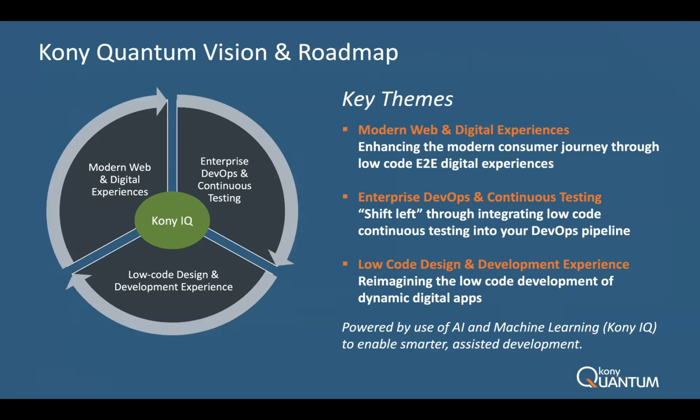I think we've already hit our time for today. So going back, here's a quick summary of all the themes that we have been working on. Again, modern web and digital experiences, enhancing our PWA capabilities, enhancing our performance and security on the web, enterprise DevOps and continuous testing, adding the functional testing capability on Visualizer for doing your local testing, as well as testing on the cloud, and adding continuous testing into your DevOps pipeline.